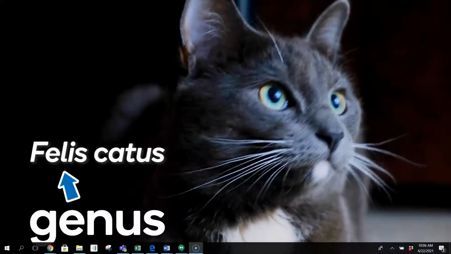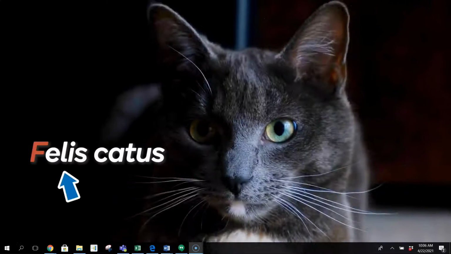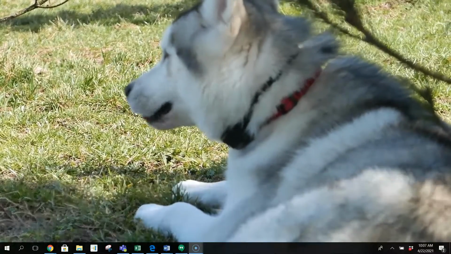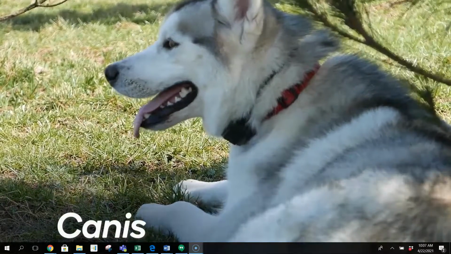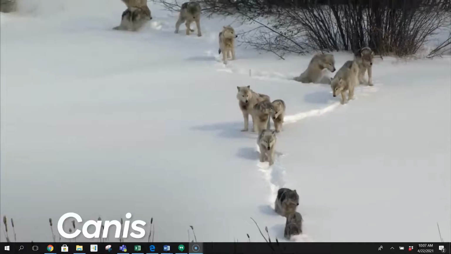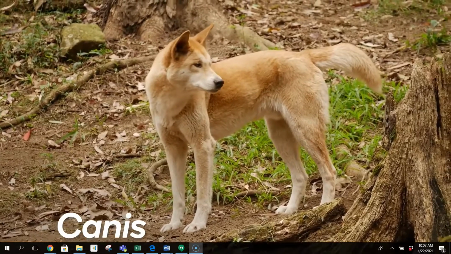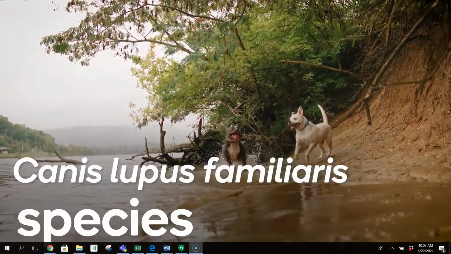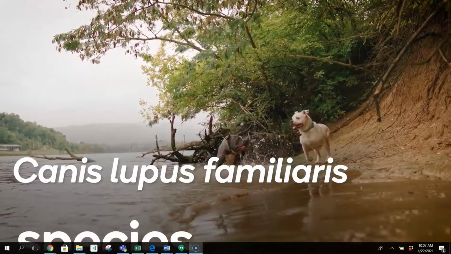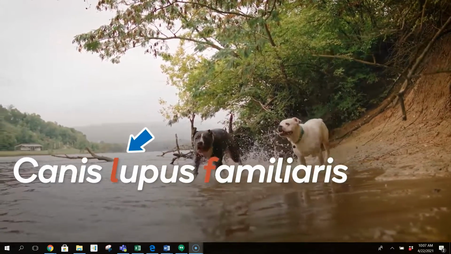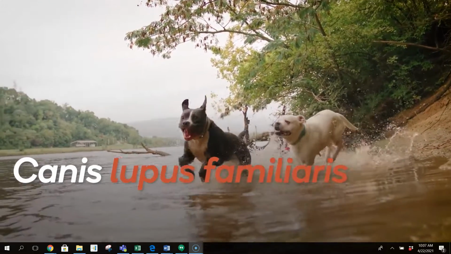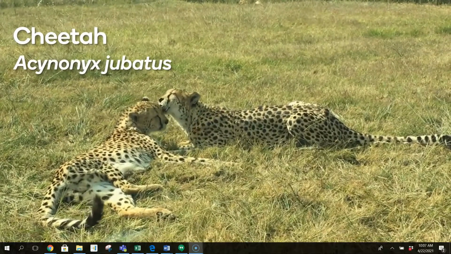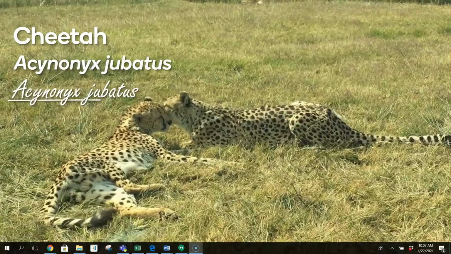The first letter is always capitalized. Species that are most closely related belong to the same genus. For example, the first part of the scientific name of a dog is Canis. Other animals belonging to this genus include wolves and dingoes, meaning that dogs are closely related to these animals. The second part of a scientific name is the species. This is always written lowercase. The second part of the scientific name of a dog is lupus familiaris. A scientific name is always italicized. When it is handwritten, it is underlined.